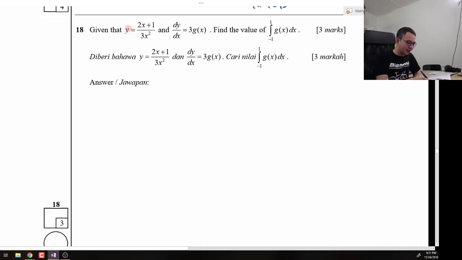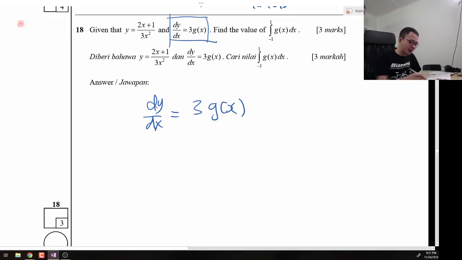Alright, so this one, you have a y equation, you have dy dx, and you have integration. I give you one easy tip for this question. Whenever you see dy dx and you see integration, a lot of time you can just copy down your dy dx equation first. I'll copy down my dy dx equals 3gx. The question actually asks me to integrate gx, right? So I will integrate both sides. Of course, this is a constant value, so I leave it outside. And then they want from -1 to 1, so I will write from -1 to 1.